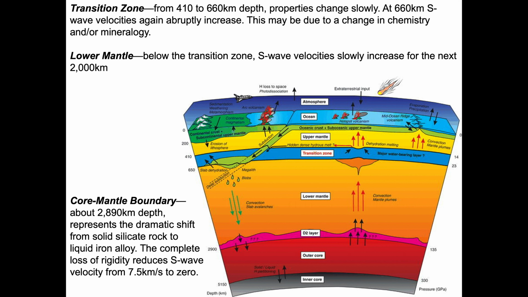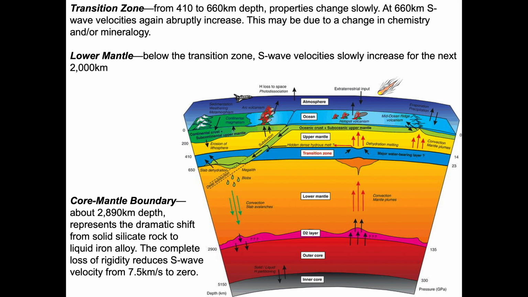Continuing downward into the Earth, we reach the transition zone from around 400 kilometers depth to about 660 kilometers depth, where we have a slow change in properties, most likely accompanied with a slow change in mineralogy. At about 660 kilometers, we see S-wave velocities increasing abruptly. This is almost certainly due to a change in chemistry and the associated change in mineralogy.